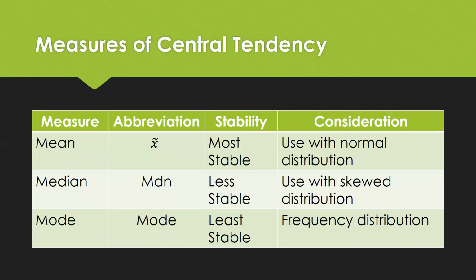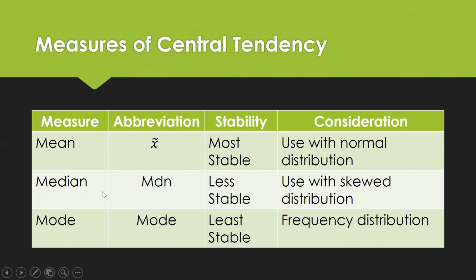You see the abbreviation here for mean. This is usually more of a straight line than this one, and that's the abbreviation for mean. And remember, this is the sample mean. The population mean has an abbreviation of mu, and that mean is the most stable of all the central tendency measures, and we use this with a normal distribution.